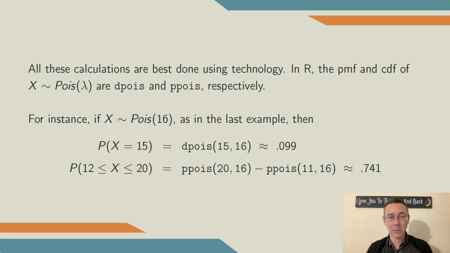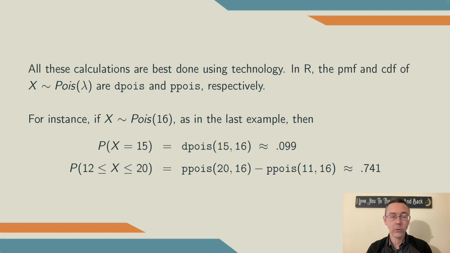Now, that's a real pain to do all of that arithmetic by hand or even with a calculator, and so typically these calculations are done using technology. And any self-respecting piece of computational software is going to have built-in functions for both the probability mass function and cumulative distribution function for a random variable with a Poisson distribution. I use R, where the commands are dpois and ppois respectively for the PMF and CDF.